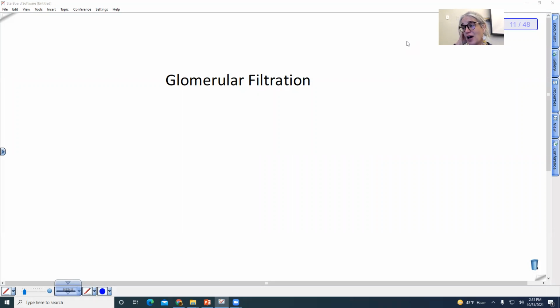So filtration occurs at the glomerulus, which is a specialized fenestrated capillary. So we could talk about that. It is not like other capillaries in the rest of the body, but it is more permeable. So it is a fenestrated capillary. So it is more permeable than most of the capillaries in your body.